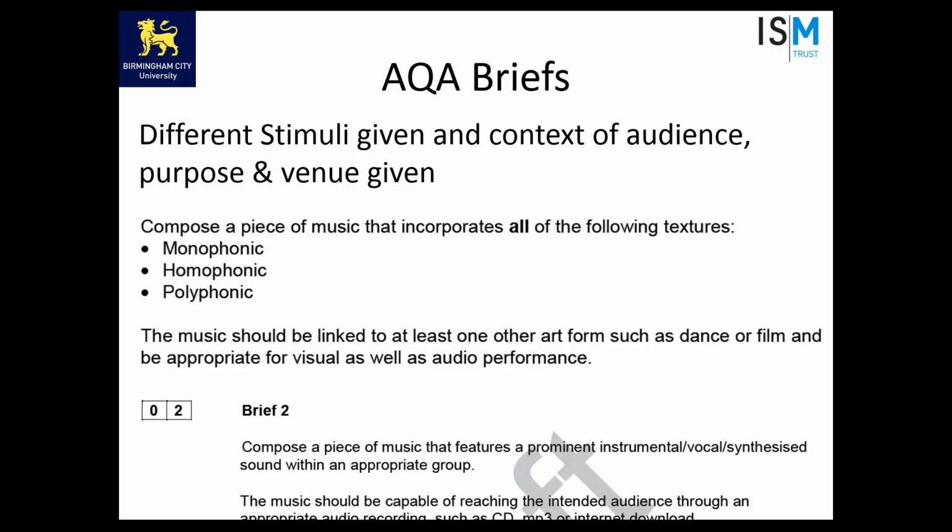I've given some examples of the briefs AQA have set. Like I said, they give you a different stimulus and then a context. If we take the first one, it says compose a piece of music that incorporates all of the following textures. So we've got 3 textures there. It's quite specific, quite detailed, and then underneath it gives you your context. The music should be linked to at least one other art form such as dance or film and be appropriate for visuals as well as audio performance. It gives you a little more to think about. And the bottom one says that the music should be capable of reaching the intended audience through an appropriate audio recording such as CD, MP3 or internet download.